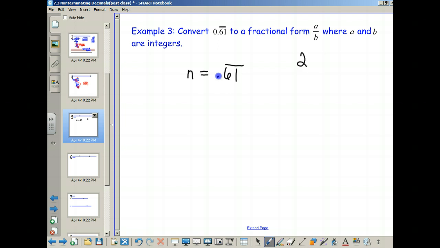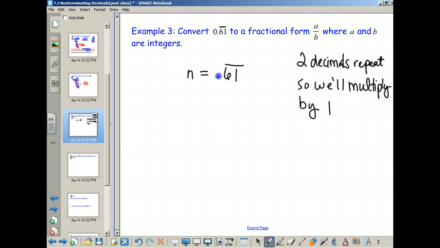So here, two decimals repeat. So we'll multiply by 10 squared, right? There's the 2. And 10 squared is what? 100. So we're going to take this expression and multiply both sides by 100. Okay, so on the left I get 100n.